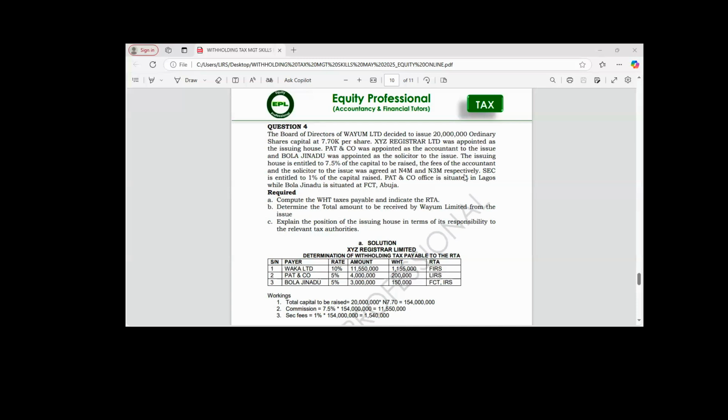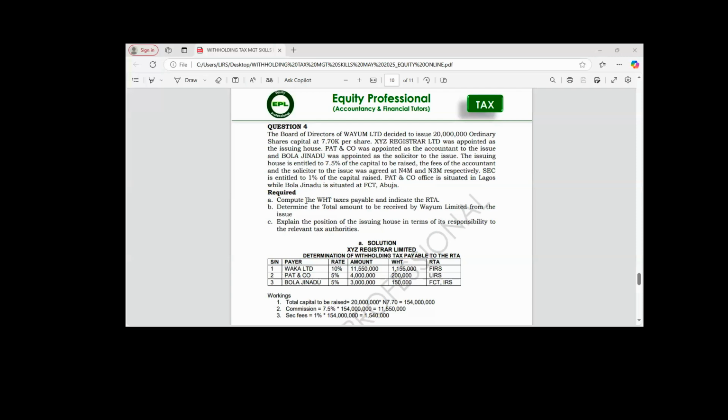So they now said the solicitor gets 3 and 4 million. SEC, the Security and Exchange Commission, is the regulator of issuing companies, those that issue shares. It is entitled to 1% of the capital raise. Pat & Co. office is situated in Lagos, while Bola Jinodi is situated at FCT Abuja.